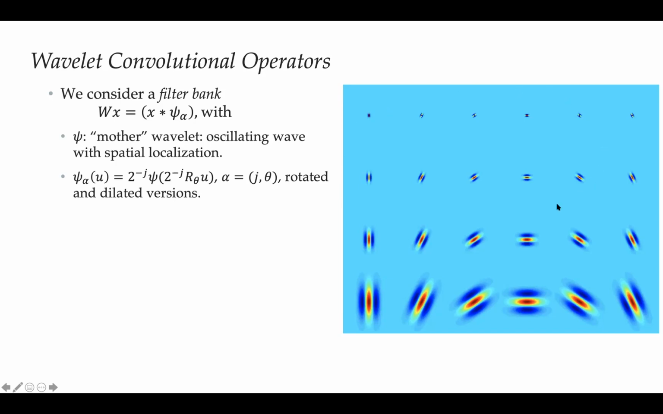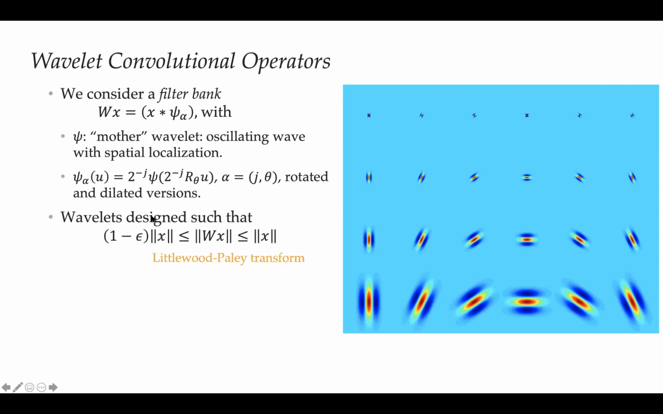How can I generate the whole family? I can generate it by dilating it, shrinking it and making it bigger and smaller, and then also rotating it in space. So I can create a full family of filters from a single one. These filters taken together define a linear representation, a linear transform that is actually very well behaved. It's very, very well conditioned, if I design the wavelets appropriately.